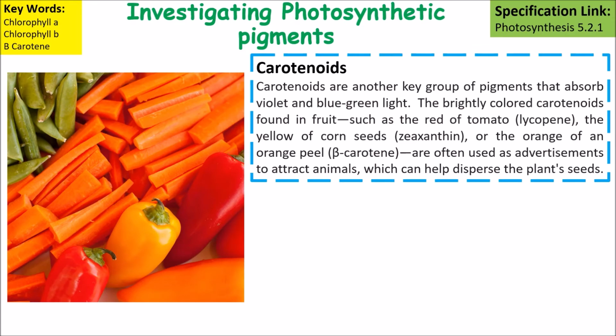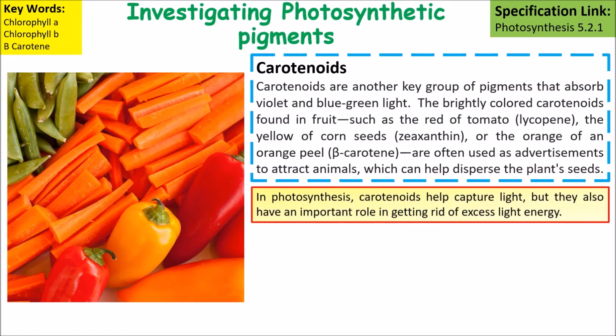Carotenoids are a key group of pigments that absorb violet and blue-green light. They're brightly coloured, so that's why fruits and such look bright. In photosynthesis, carotenoids help capture light. They also have an important role in getting rid of excess light energy.